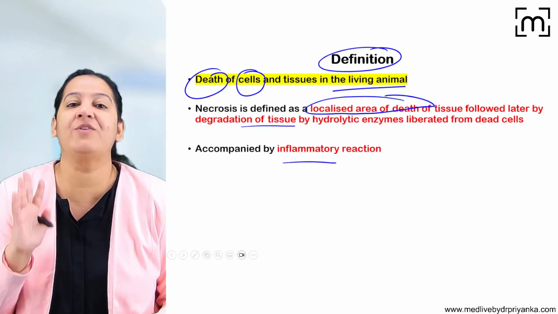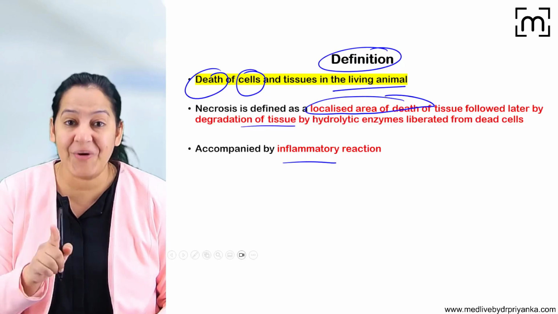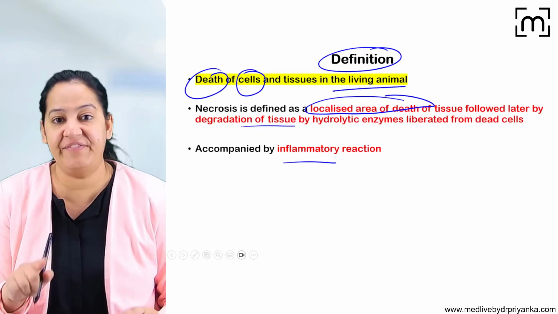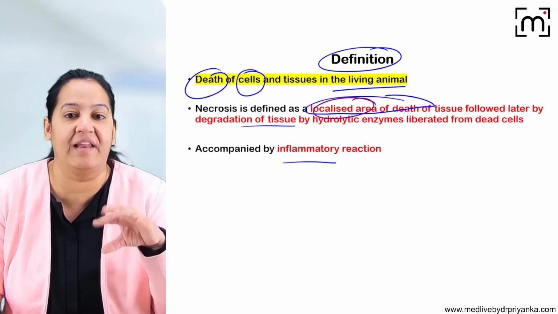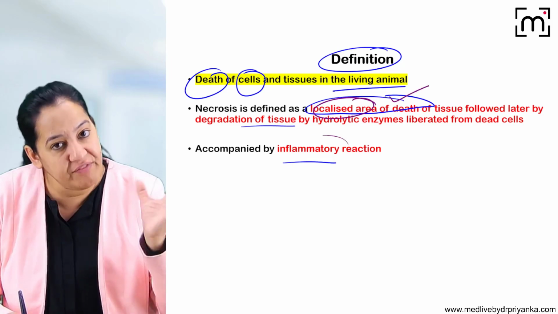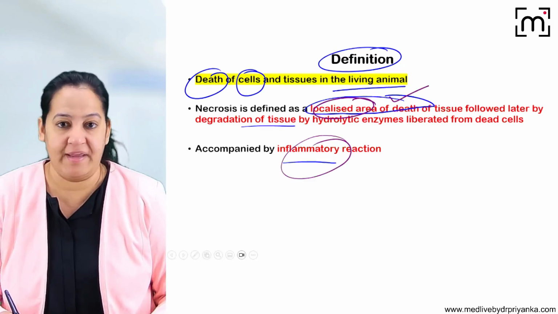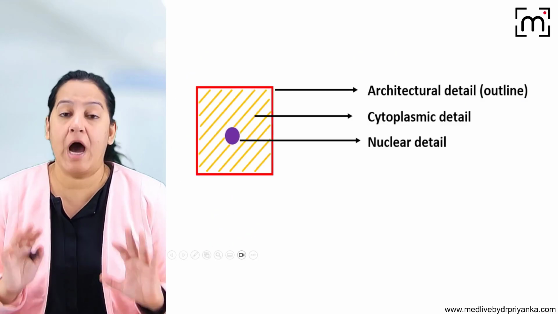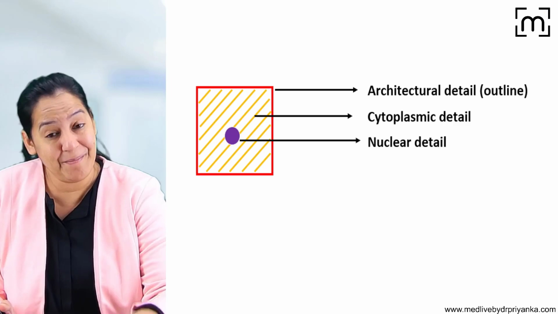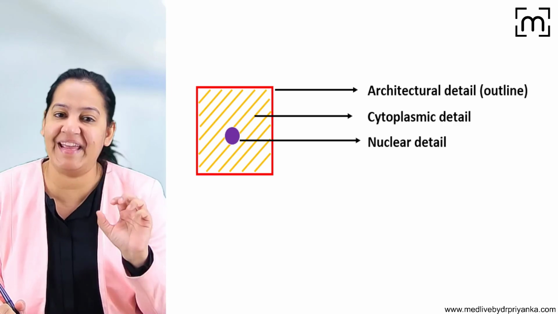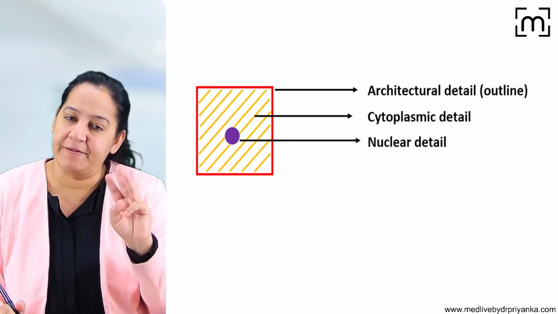So here you have to define what is necrosis. Necrosis is a type of cell death in which a group of cells, in a localized area, are dying. They are always associated with inflammatory reaction. It is always. Now I will explain the 5 types of necrosis in a unique manner. But before that, you have to understand that in a cell, there are 3 details.